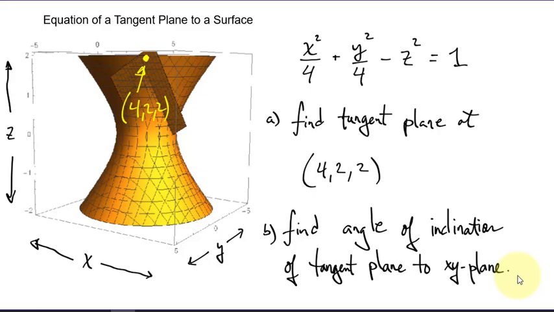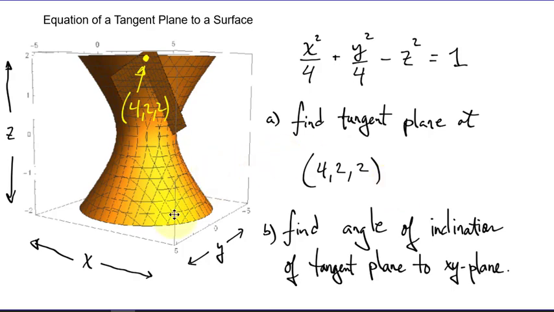Okay, let's do an example of finding the equation of a tangent plane to a surface. We'll do our first example with the surface x squared over 4 plus y squared over 4 minus z squared equal to 1, which happens to be a hyperboloid of one sheet. We'll find the tangent plane at the point (4, 2, 2), just a random point on the surface, in part A. In part B we'll find the angle of inclination of the tangent plane to the xy plane.